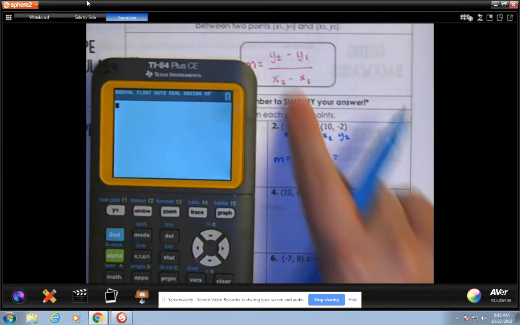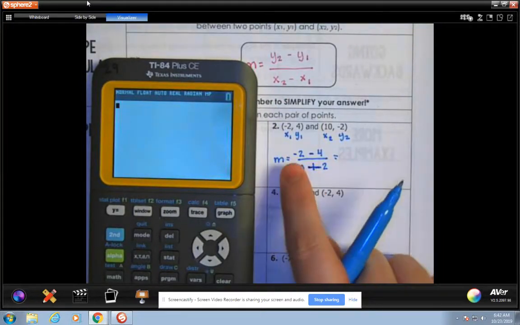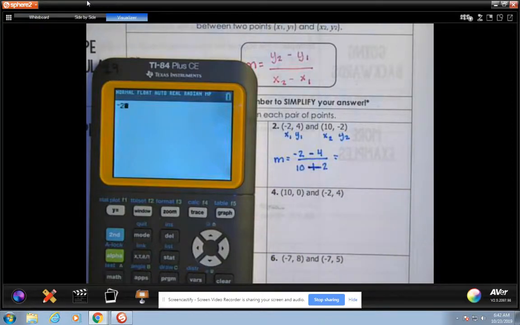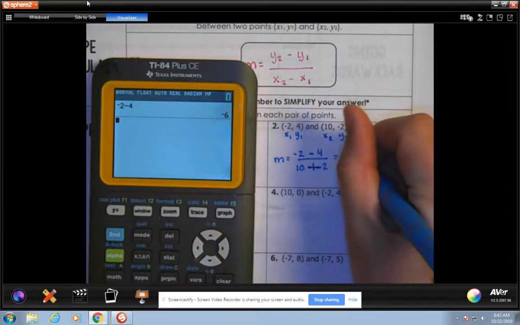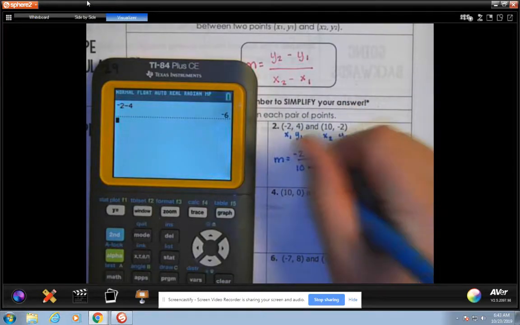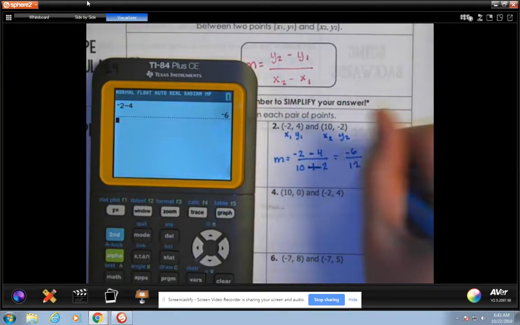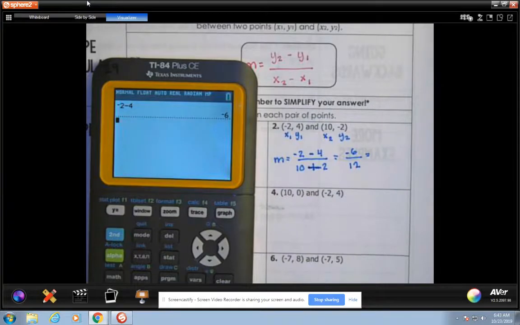It is subtraction. So now we can go ahead and subtract negative 2 minus 4, negative 2 minus 4 equals negative 6. And then we know that 10 plus 2 is 12. Okay, so now we need to go ahead and simplify this fraction if we can.